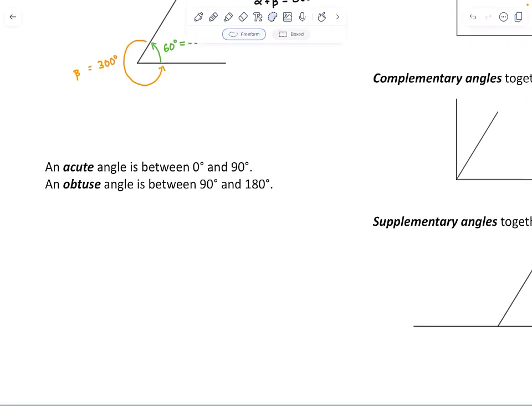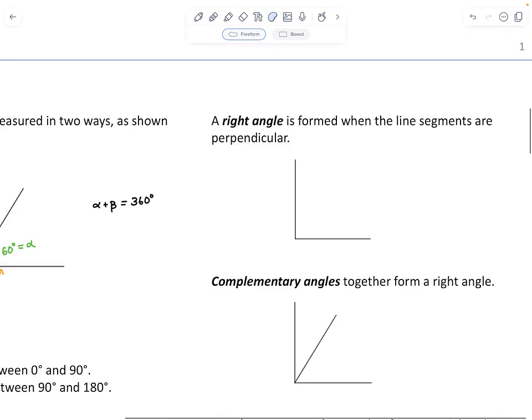An acute angle is an angle whose measurement is between 0 degrees and 90 degrees, and an obtuse angle is between 90 degrees and 180 degrees. A right angle is formed when the line segments are perpendicular. And as we saw from the circle above, that would be a quarter of a rotation around the entire circle, so it would be a 90-degree rotation.